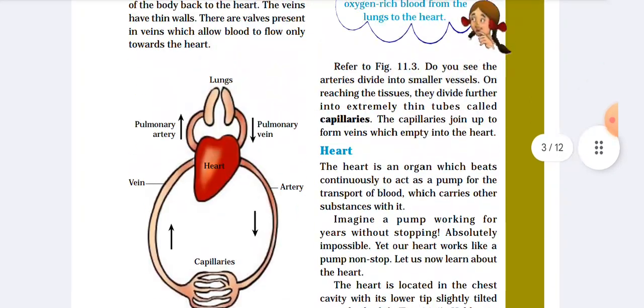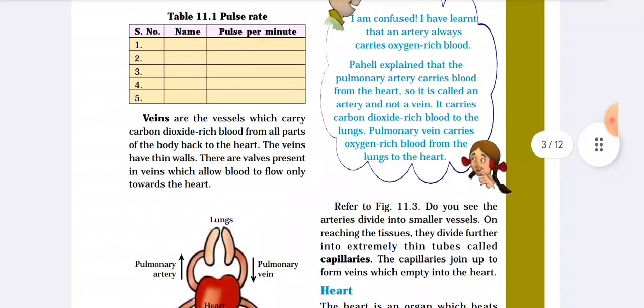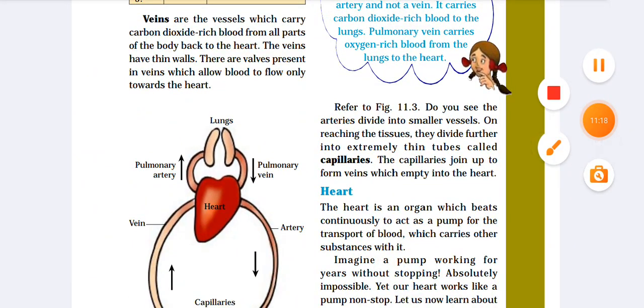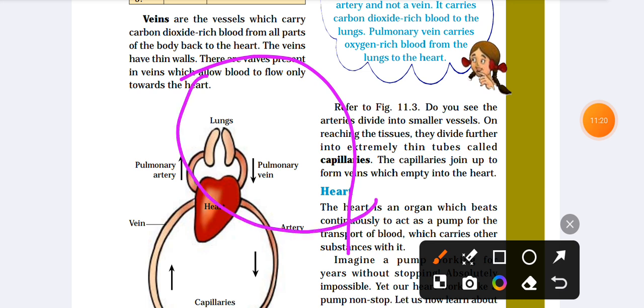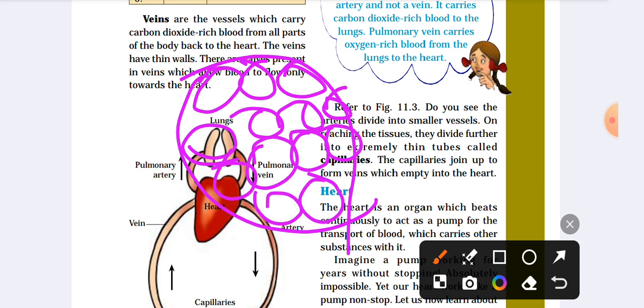Now, what are capillaries? Capillaries are the vessels that arteries divide into, smaller vessels, upon reaching the tissues. Tissues are groups of cells. For example, this is a tissue. So these are the cells. You have read in chapter 1 what a cell is composed of.